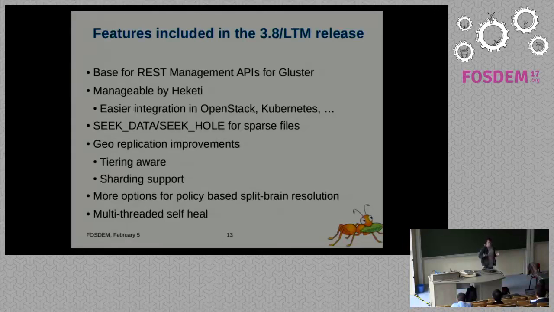Again, geo-replication, because it's one of the big functionalities that we offer in Gluster. We made it tiering aware, so we have a tiering. You have a fast tier and a slow tier, and now geo-replication can actually do that decently. Sharding is splitting big files into chunks. Geo-replication didn't do that efficiently either. That has been addressed.